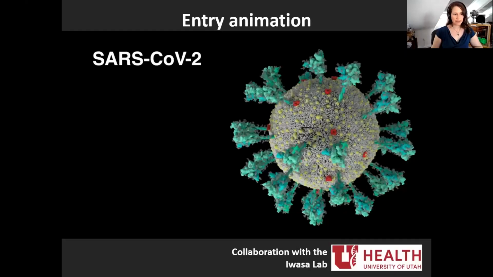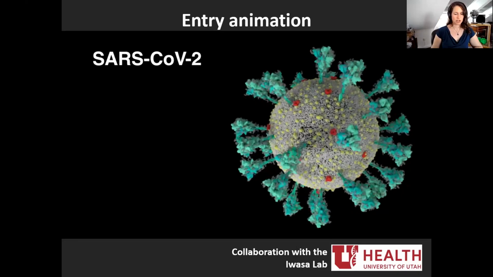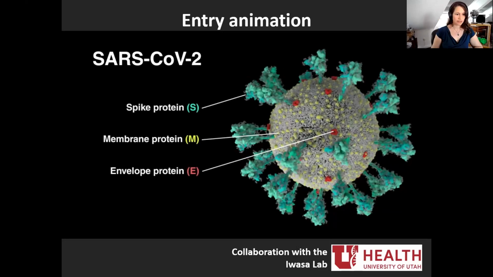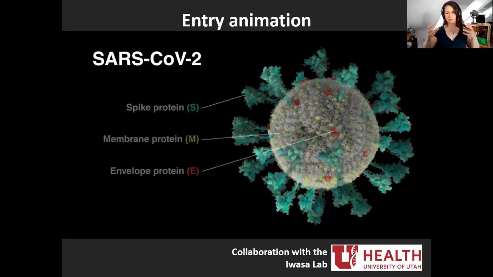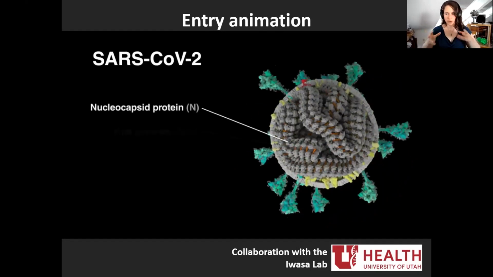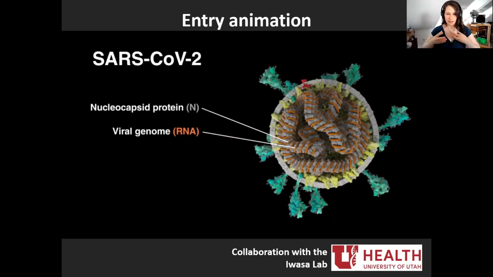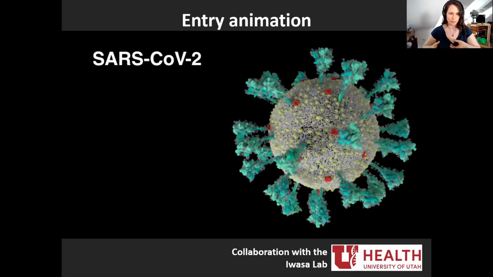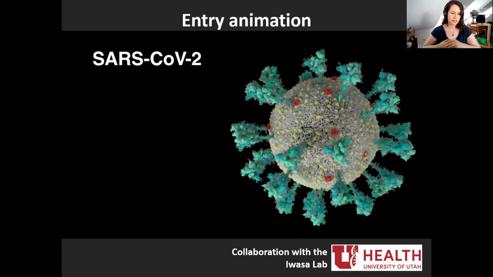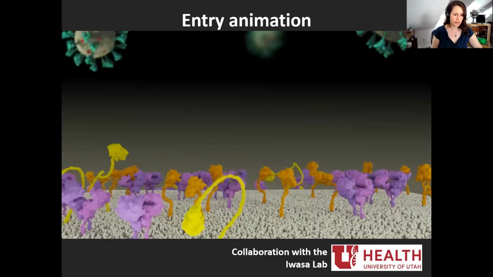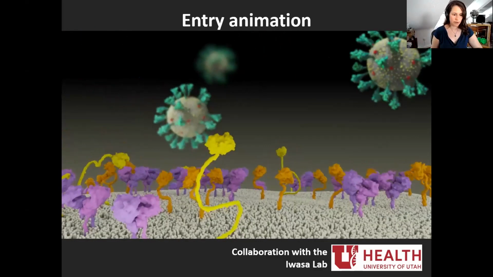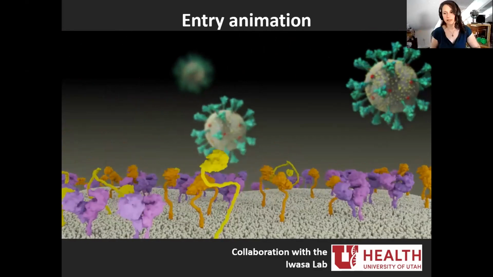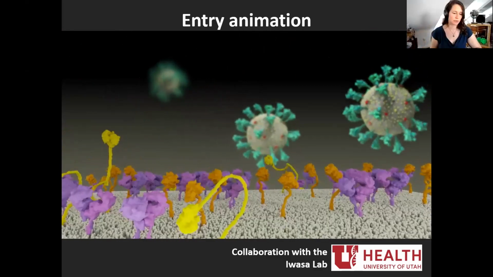And we also developed animations, most of all this entry animation with Janet Iwaza at Utah, who also helped us with the life cycle. So here you can see the coronavirus. And this is based, as much as we know, on the structures. So it also clearly shows that we don't know some things about entry. Here's the coronavirus, and at the bottom is the host cell. And it's got ACE2 receptors and TMPRSS2 receptors, and these are common in lung cells. So this is why the coronavirus tends to bind to lung cells.